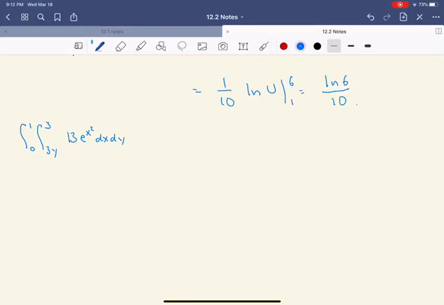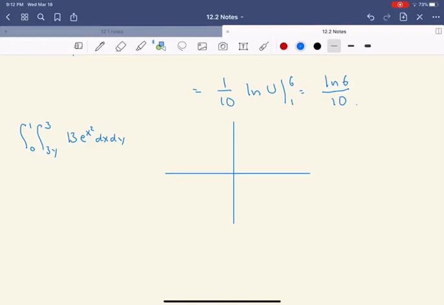Okay? Now, I don't know about you. No, I do know about you. You can't integrate e to the x squared. Okay? There's no indefinite integral there that you can find. But what we can do is a change of variables, or change the limits, and get an integral that we can do.